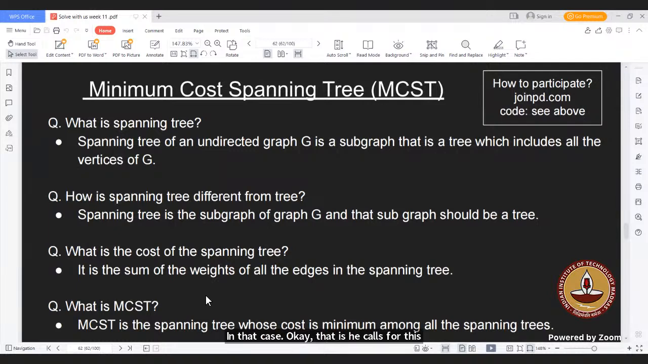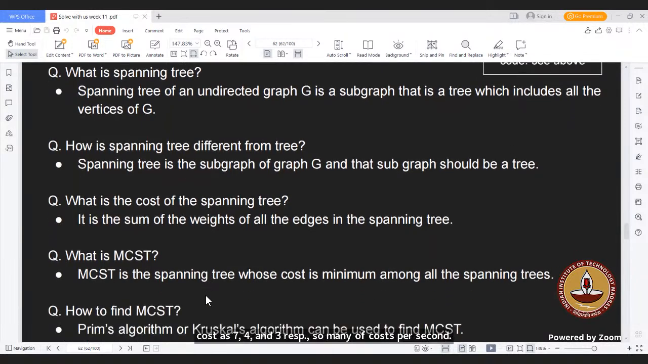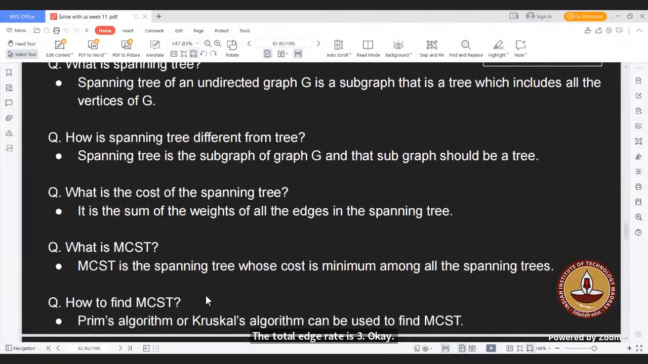What is the minimum cost spanning tree? A graph can have multiple spanning trees. Out of those, we select the one whose total cost is minimum. Suppose there are 3 spanning trees which have total costs of 7, 4, and 3 respectively. So the minimum cost spanning tree is the tree such that the total edge weight is 3. So how to find the minimum cost spanning tree? We'll use 2 algorithms, Prim's and Kruskal's algorithm. Can we proceed further now? Yes, sir.